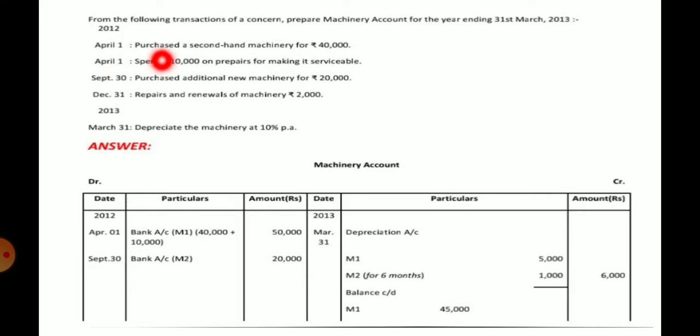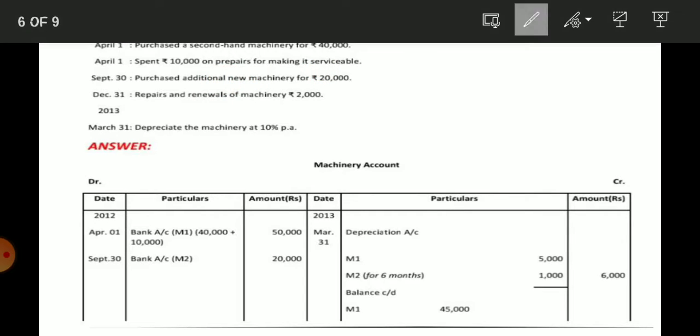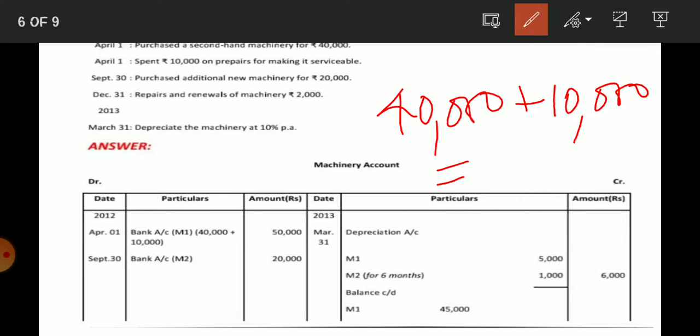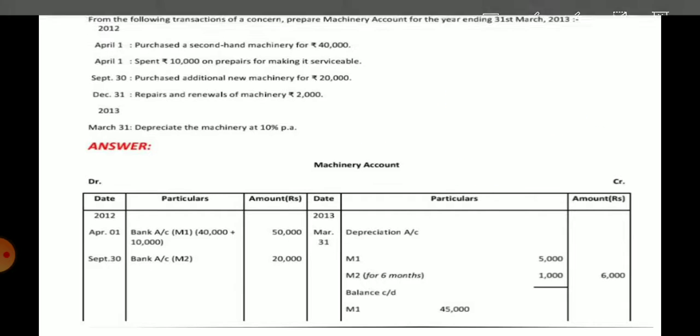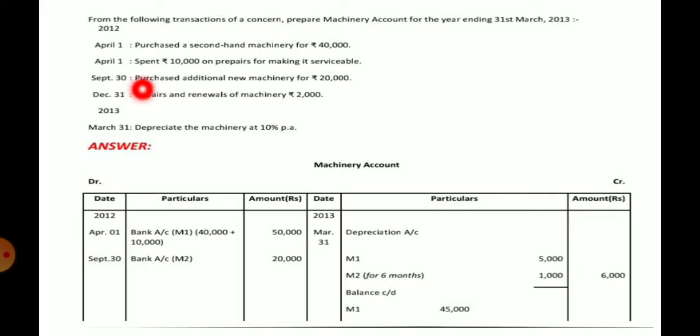So on 1st April, a second hand machinery for 40,000 is purchased and 10,000 is spent on preparing it to make it serviceable. So it is second hand machinery and you have to spend 10,000 on it at the time of purchase. So the value of machinery will be 50,000, as you had to pay some amount to make the machinery serviceable. Now you had to place this on 1st April 2012 as mentioned here. Bank account 50,000.